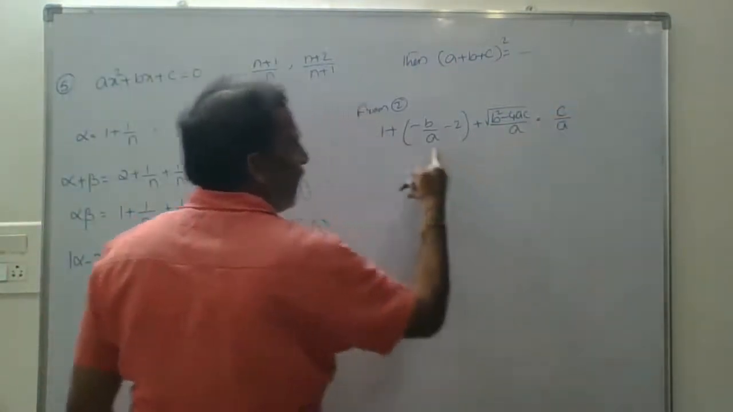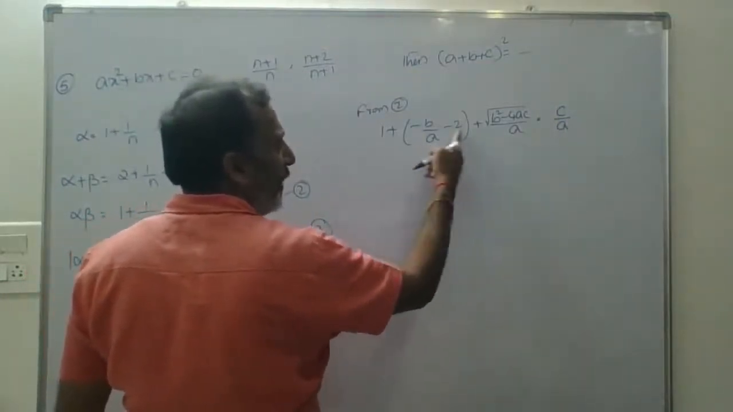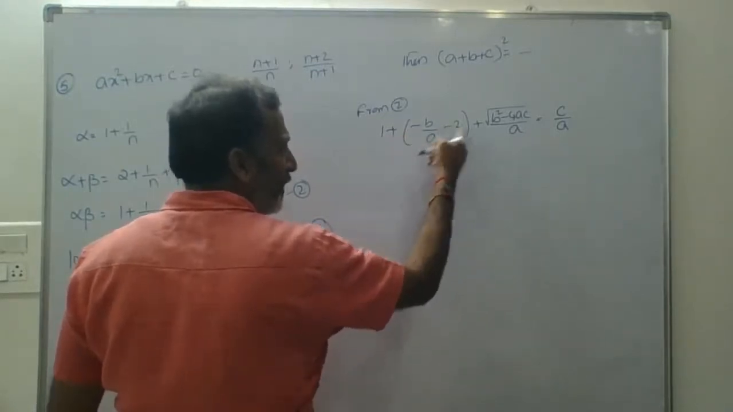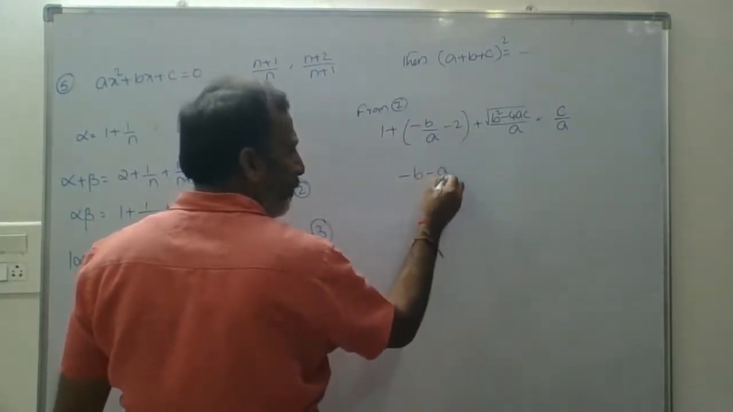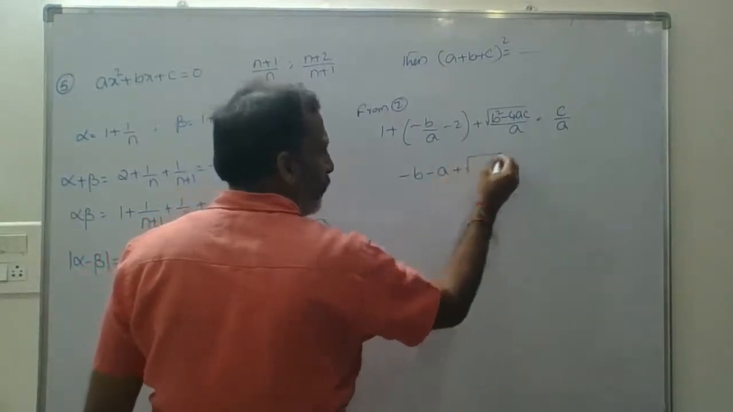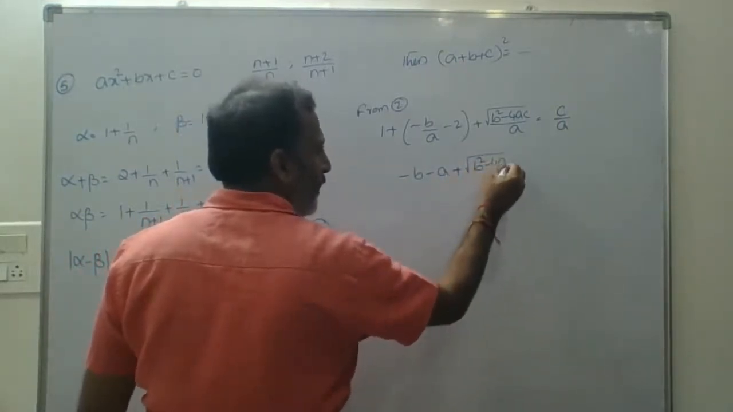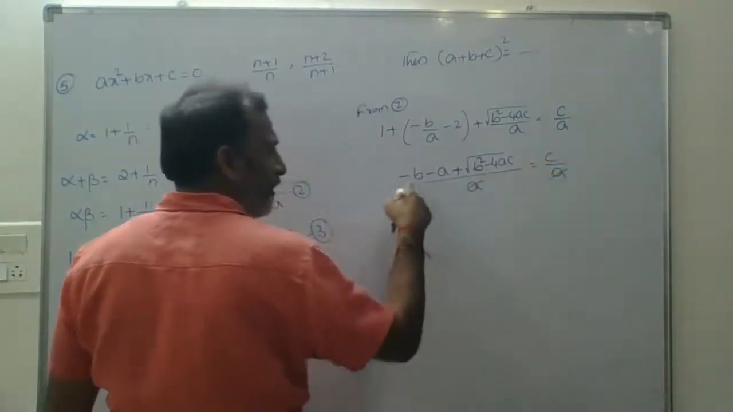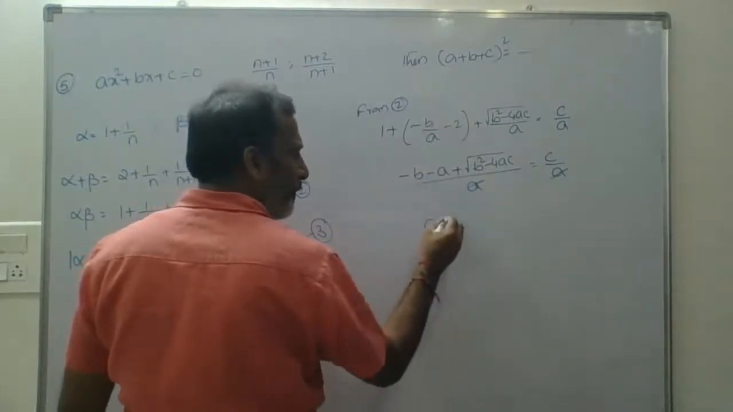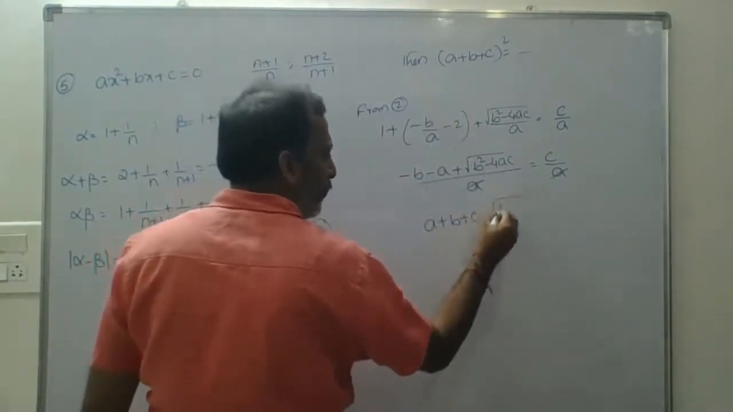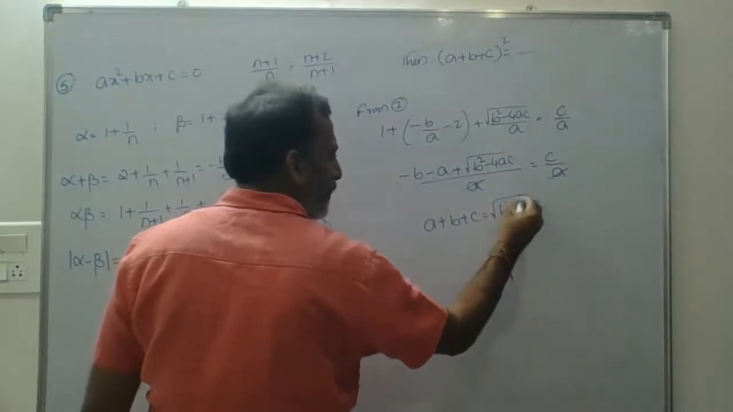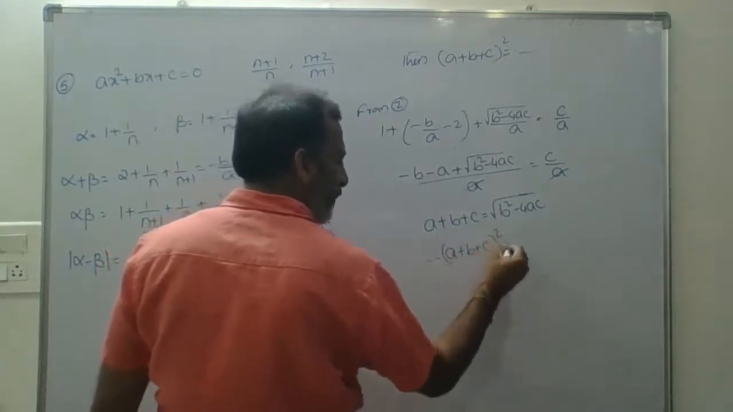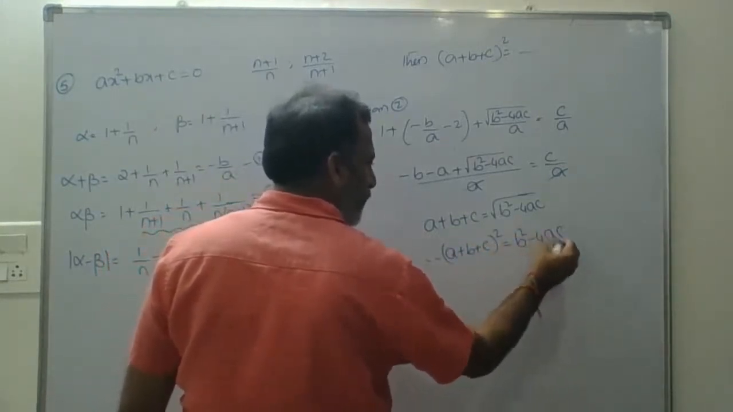c by a. ఇక్కడ LCM తీసి ఇక్కడ చూడండి 1 minus 2 అంటే ఎంత? -1 కదా. LCM తీసుకుంటే minus b minus a plus root of b square minus 4ac by a is equal to c by a. A cancel. Take these two terms to the right hand side. A plus b plus c is equal to root of b square minus 4ac. Therefore, a plus b plus c whole square. So answer b square minus 4ac.